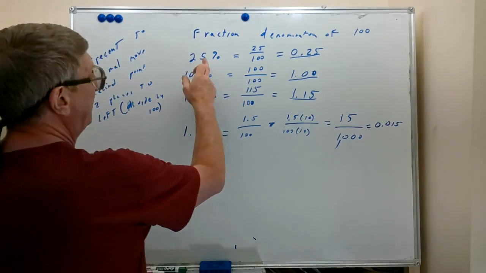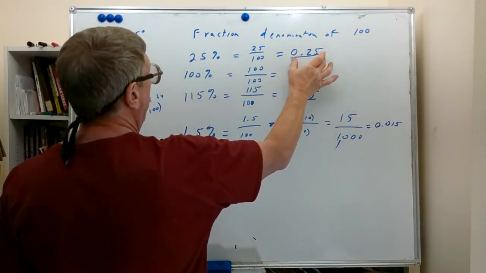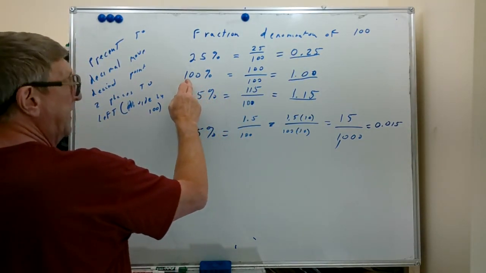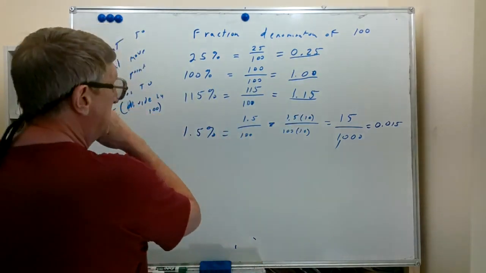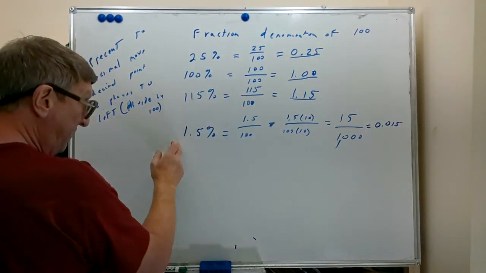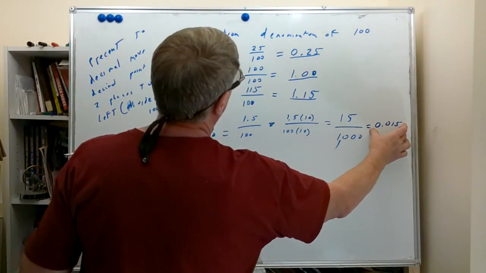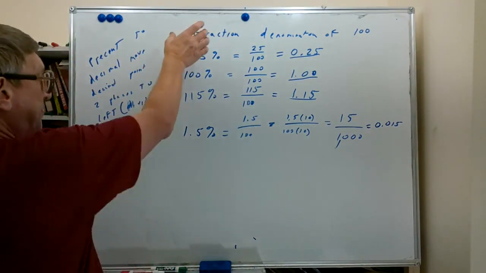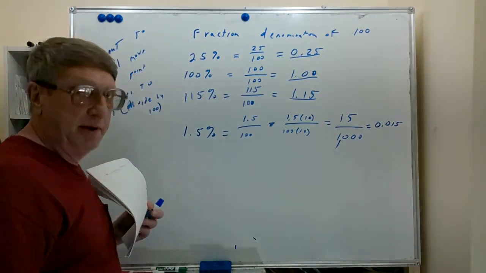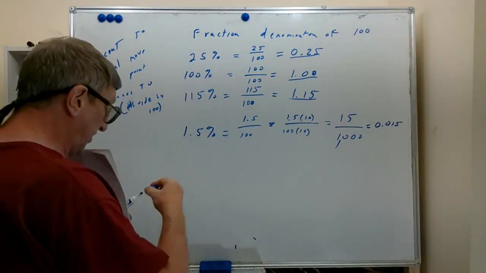We took this 25%, decimal place right there, 1, 2, 2 places left, gave us the 0.25. Took the 100%, moved 2 places to the left, 1, 2, gave us 1. The 115%, 1, 2, gave us 1.15. The 1.5%, 1, 2, gave us 0.015 as a decimal version. We have the percent here, the decimal here. We move from here to here by dividing by 100, which can be done by moving the decimal place 2 places to the left.